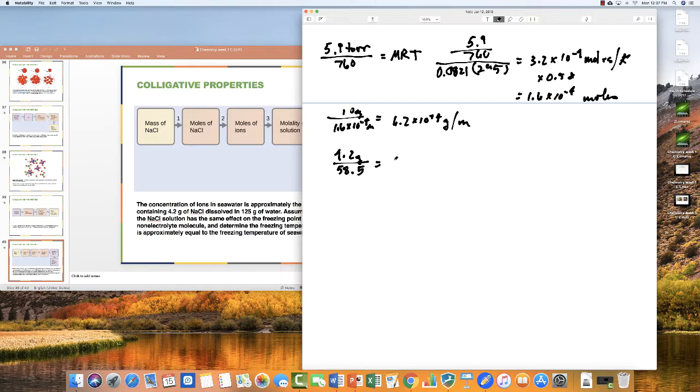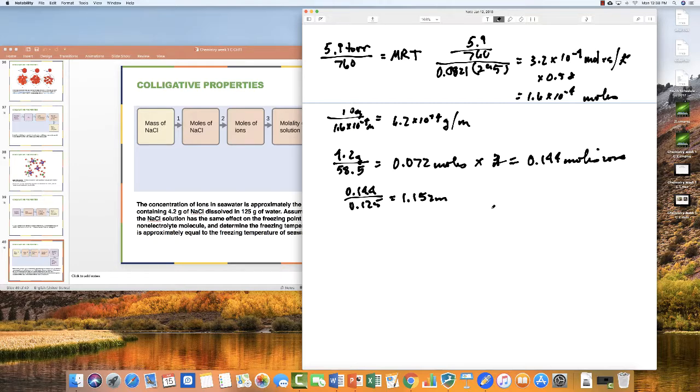And so the moles of sodium chloride are 0.072 moles. The next step is to find the moles of ions. Well, each sodium chloride releases 2 ions, so we multiply that by 2, and we get 0.144 moles of ions. And then, using that number, we find the molality. The molality is the moles of ions divided by the kilograms of solvent, which in this case is 1.25 kilograms.